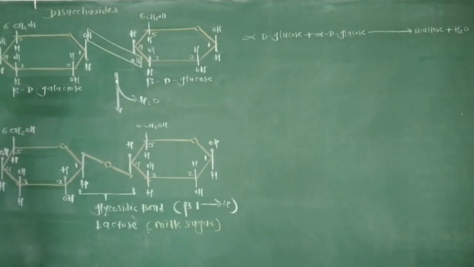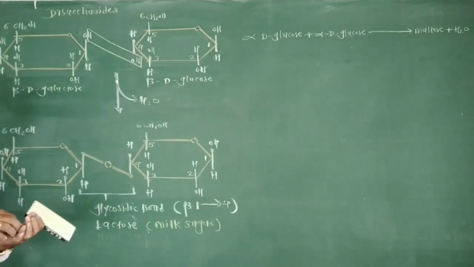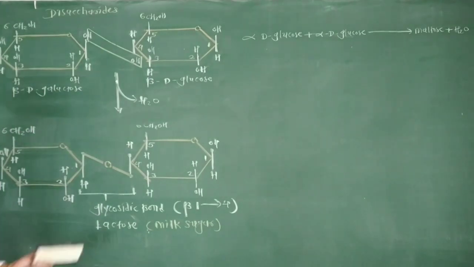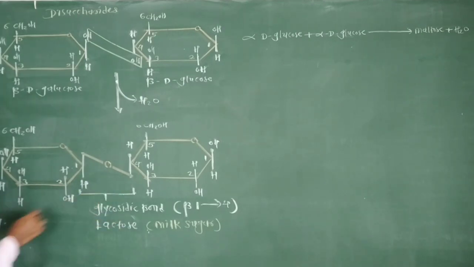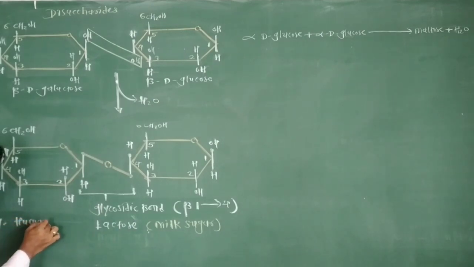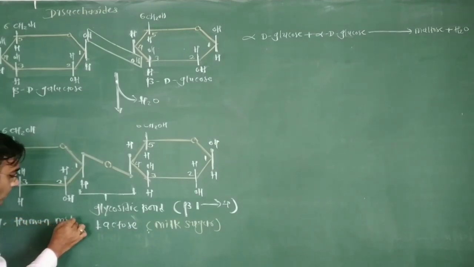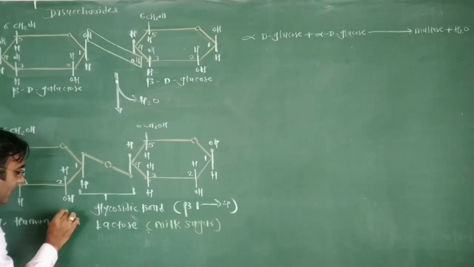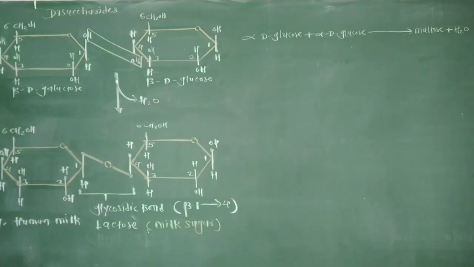Sweetness of milk is due to the presence of lactose. The maximum lactose is present in human milk, that is 7%. Milk of different animals contains lactose, but the maximum lactose is present in human milk. How much? 7%.